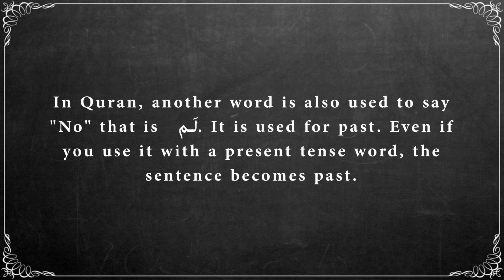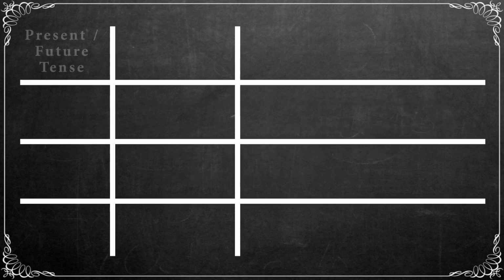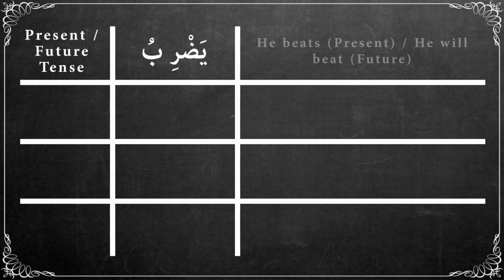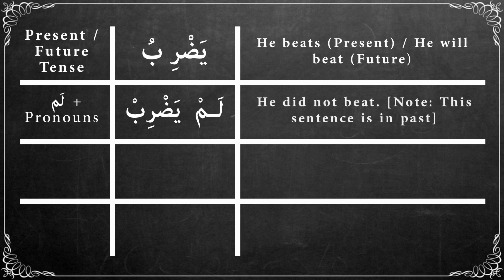In Quran, another word is also used to say no, that is lam. It is used for past. Even if you use it with a present tense word, the sentence becomes past. For example, يضرب. He beats or he will beat. لم يضرب. He did not beat. Note that the sentence is in past now.